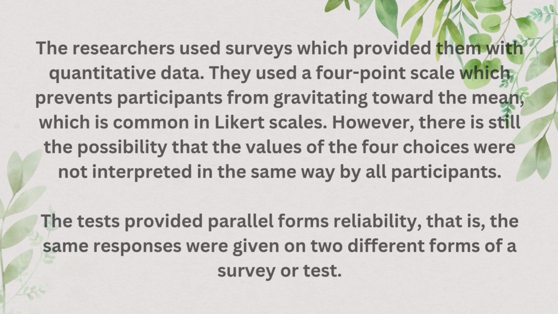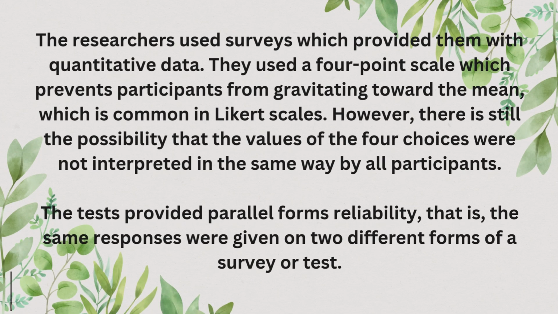The researchers used surveys which provided them with quantitative data. They used a 4-point scale which prevents participants from gravitating towards the mean, which is common in Likert scales. However, there is still the possibility that the values of the 4 choices were not interpreted in the same way by all participants. The test provided parallel forms reliability, that is, the same responses were given on 2 different forms of a survey or test.